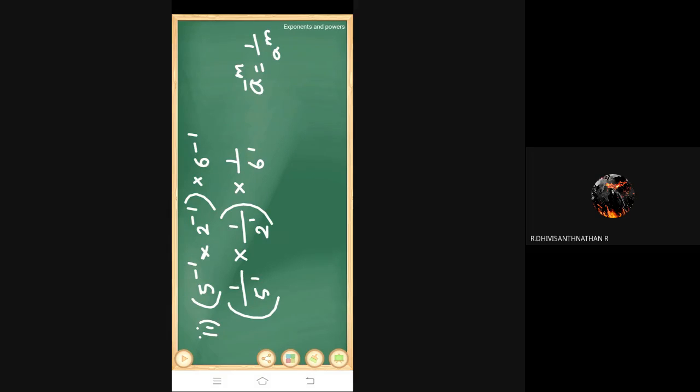Okay. Now, 1 by 5 power 1 is nothing but 1 by 5. 2 power 1 is nothing but 2, into 1 by 6. Now numerator multiply it. 1 1s are 1. Denominator you multiply. 5 2s are 10. Then just write this 1 by 6. Again numerator 1 1s are 1. Denominator 10 6s are 60. So 1 by 60 will be the answer. Is it clear?